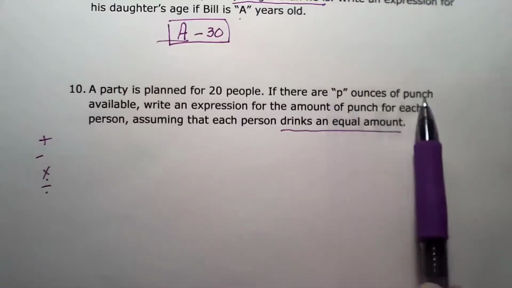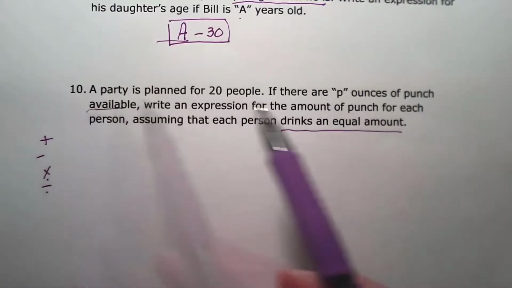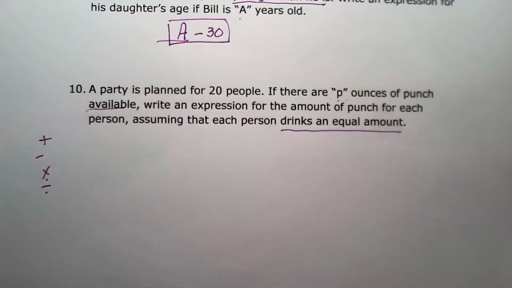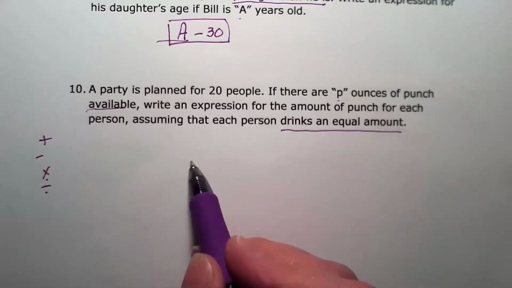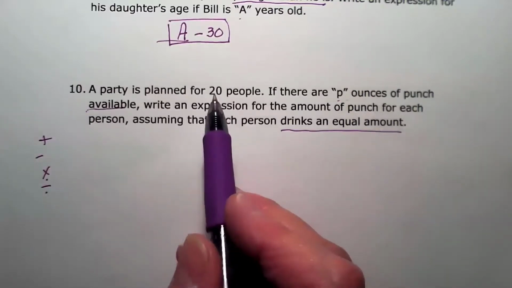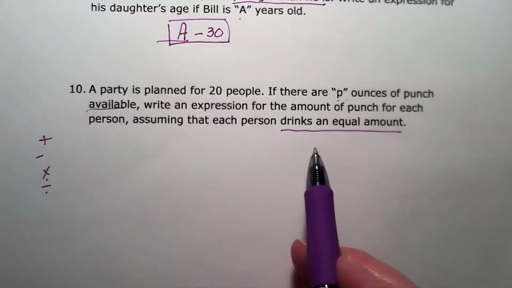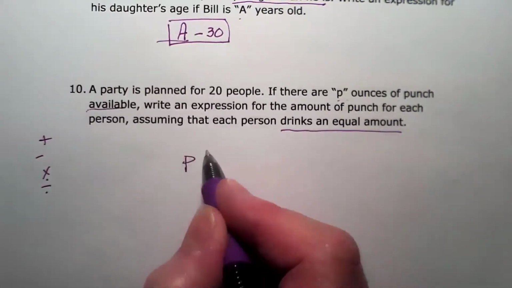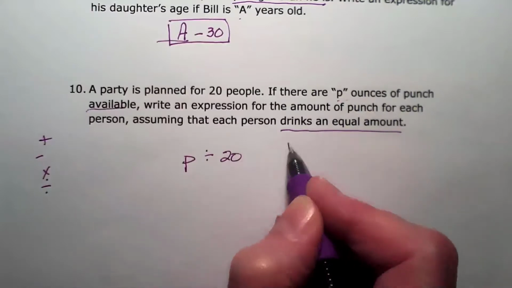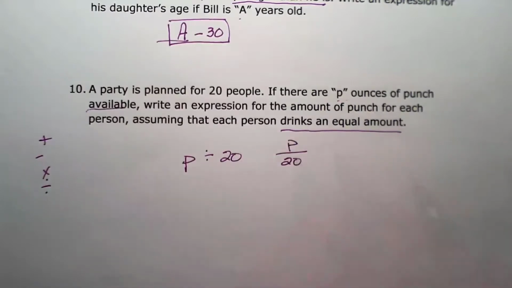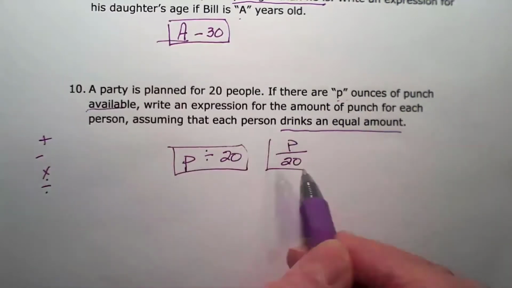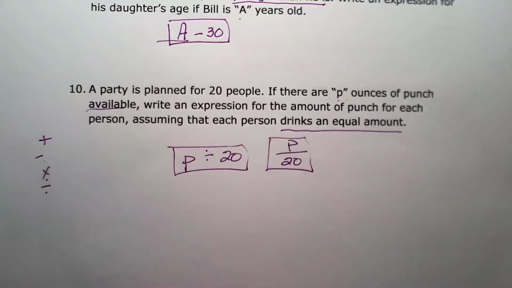So there are P ounces of punch available. So P ounces total. So if I take the total amount of punch, I'm going to have to divide it by 20 people to see how much each person gets. So it's P divided by 20. So my strategy is first decide, is it add, subtract, multiply, or divide, and then determine how to put those numbers together.